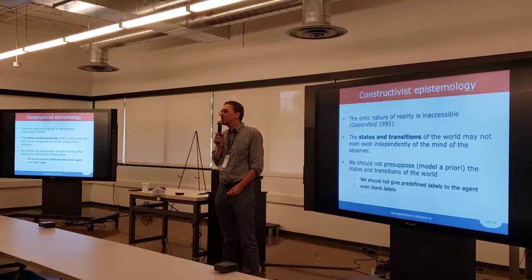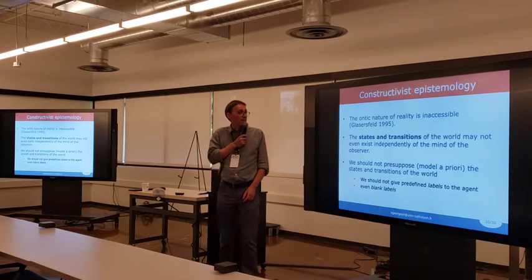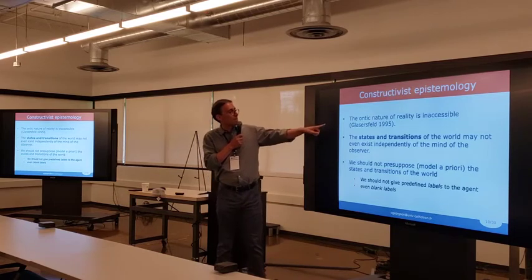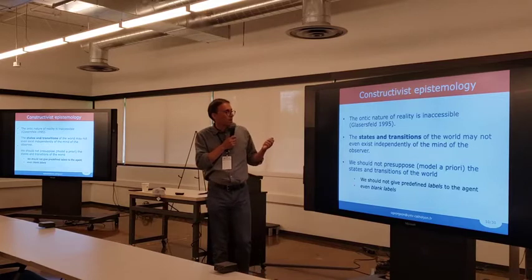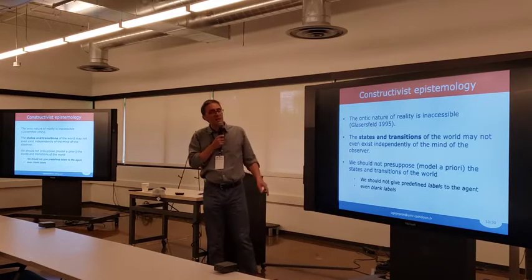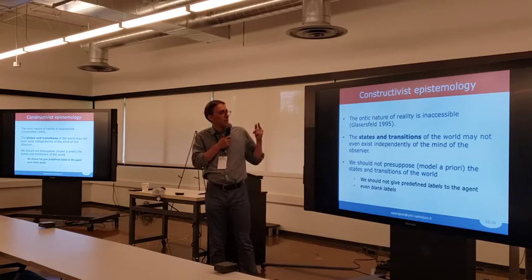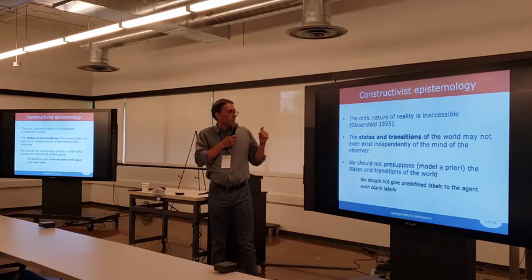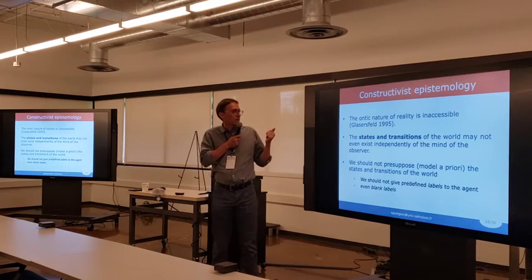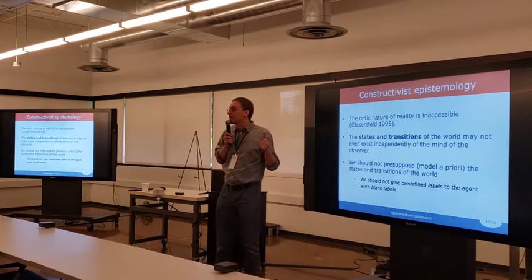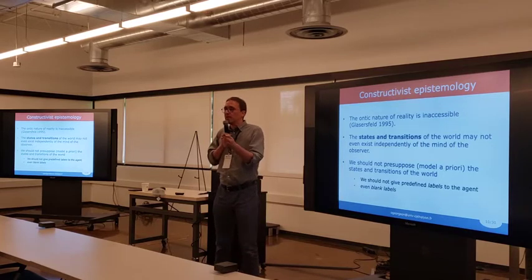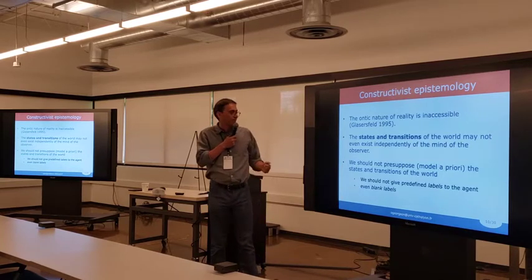So it's not fancy rogue philosophy. It's really mainstream philosophy when you think of it. It's just the idea that the ontic nature of reality is not accessible. Here I quote Glasersfeld in his paper Radical Constructivism, but this idea has been here maybe for the last 200 years since Immanuel Kant. Maybe we don't have access to the state of the world as such.